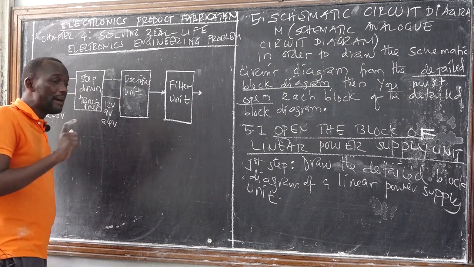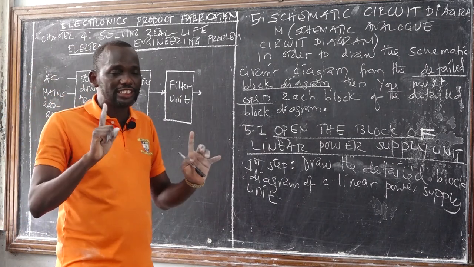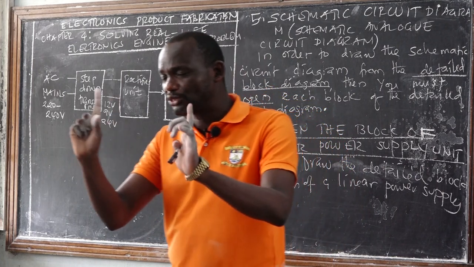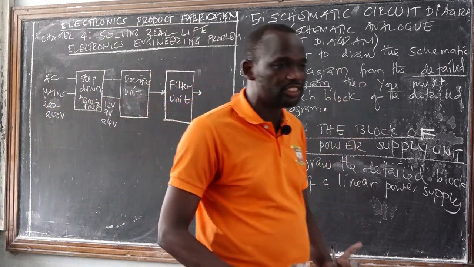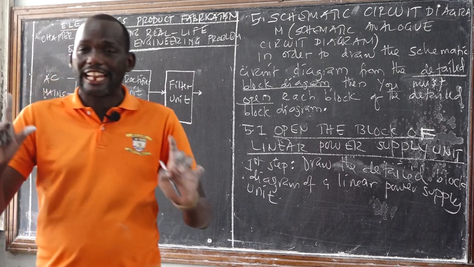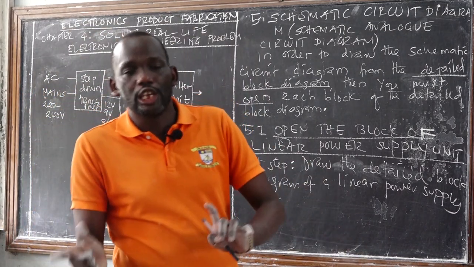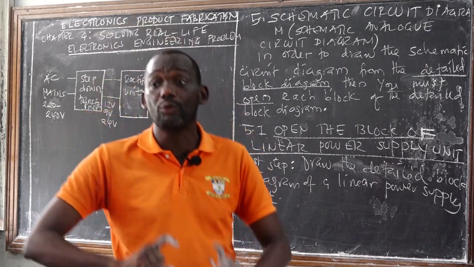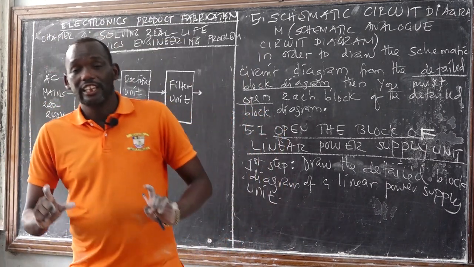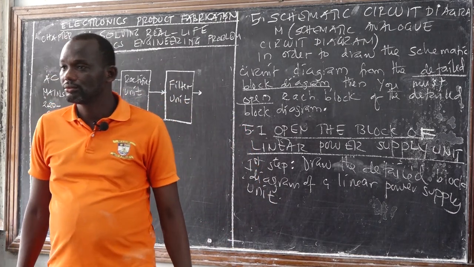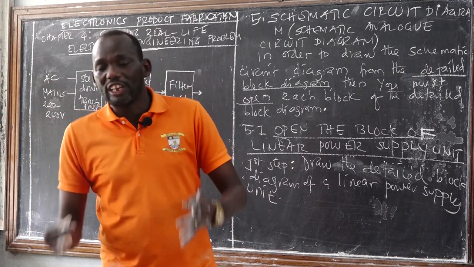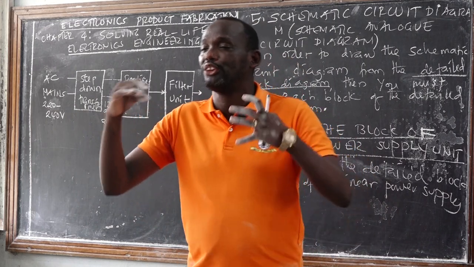But remember that electronic components or electronic systems use regulated direct current. We have two types of direct current: unregulated direct current and regulated direct current. Unregulated direct current is a direct current which can change if the input signal changes. So unregulated means it is not regulated, it is not fixed. And regulated direct current is a direct current which is regulated to have a fixed value.